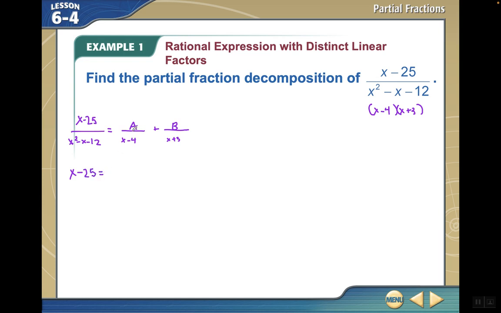equals, and then I'm going to take my A and multiply it to x plus 3. So I have A times x plus 3. And then I'm going to do my B multiplied to x minus 4. I'm really going to apologize for my handwriting. I'm trying, kind of. Okay, so let's distribute. So we have Ax plus, and I'm just going to write it as 3A plus, and then we'll distribute the B, so we have Bx minus 4B.